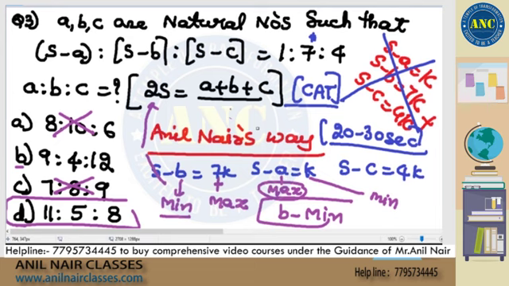Next, S minus A is 1. 1 is the lowest. A is preceded by a minus sign. If 1 is minimum, A should be maximum. In the ratio, A should be maximum. 11 is to 5 is to 8.